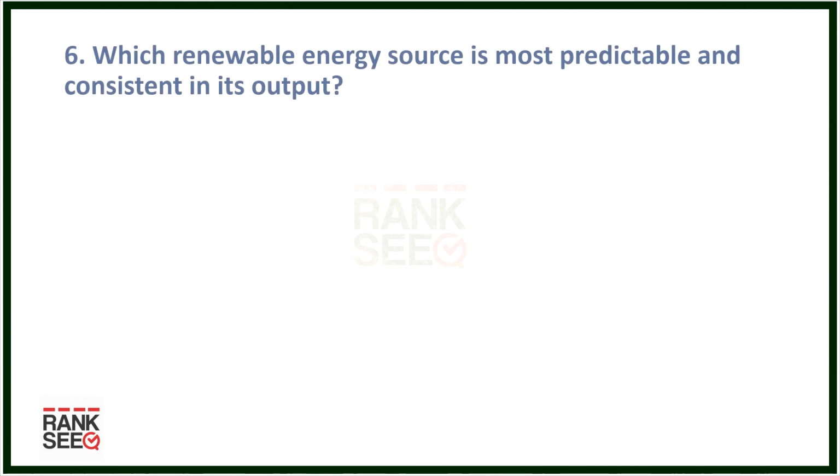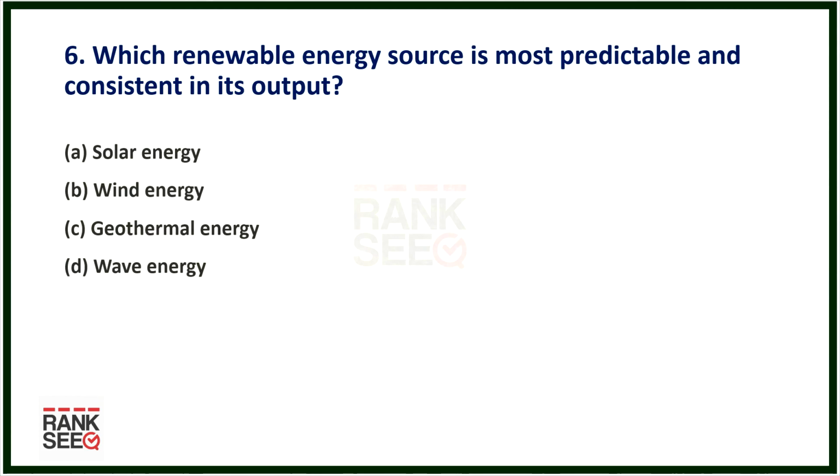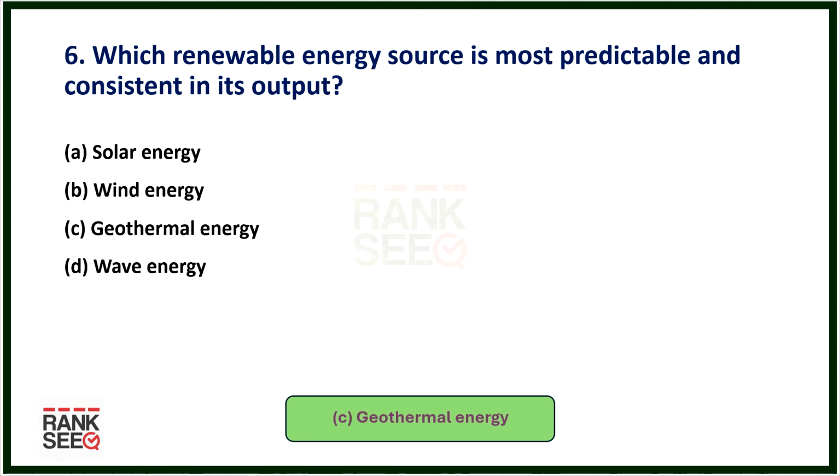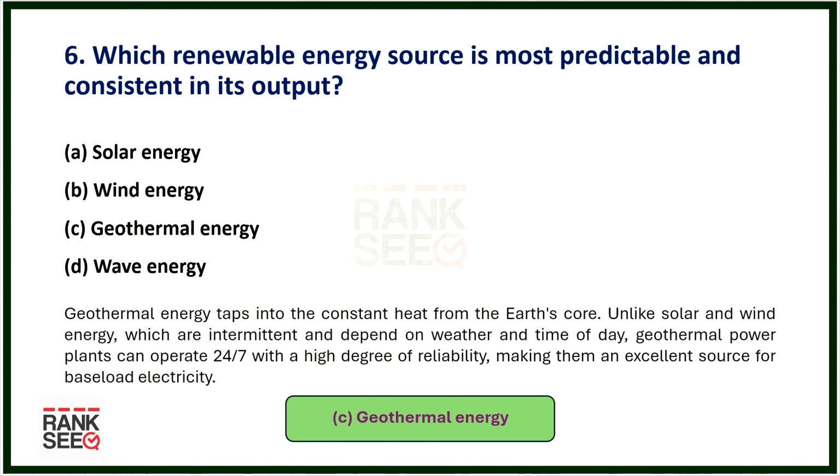6. Which renewable energy source is most predictable and consistent in its output? A. Solar energy. B. Wind energy. C. Geothermal energy. D. Wave energy. Correct answer: C. Geothermal energy. Explanation: Geothermal energy taps into the constant heat from the Earth's core.